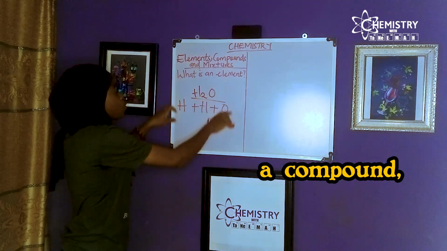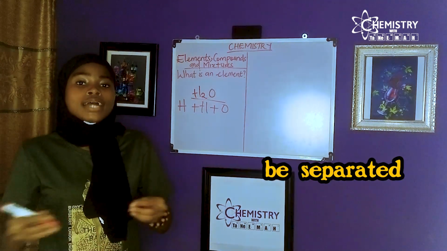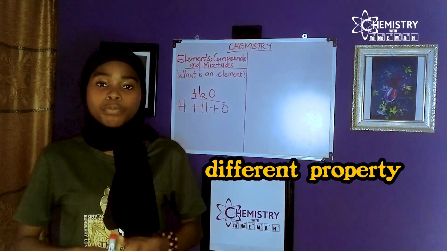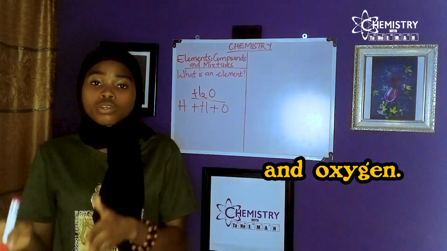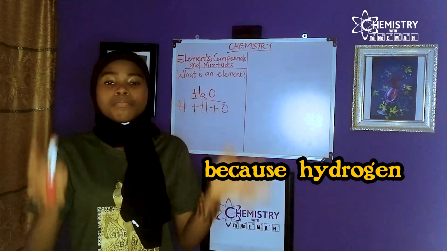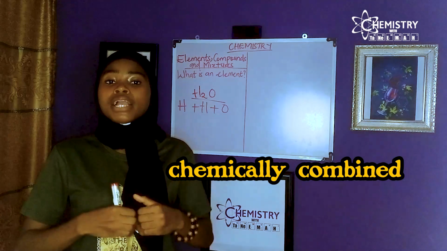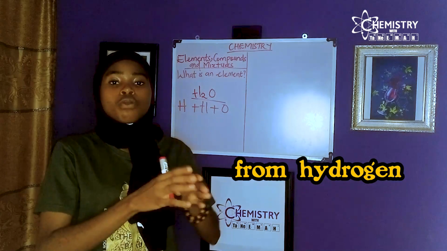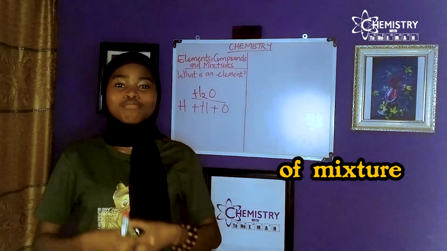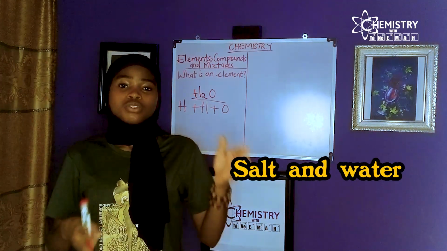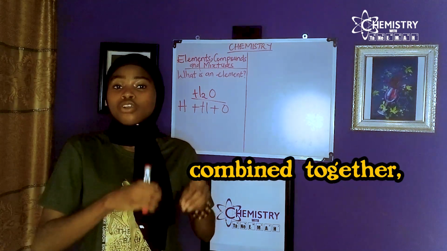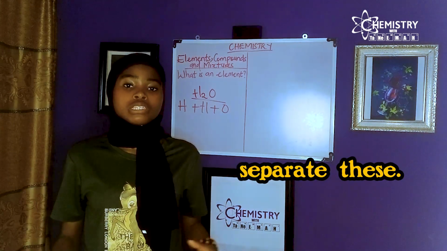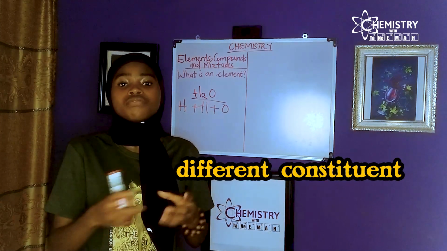But since this is a compound, it simply means that H2O cannot be separated into hydrogen and oxygen. It has an entirely different property from hydrogen and oxygen, which shows that it is a compound. Because hydrogen and oxygen are chemically combined together to give us H2O, H2O has an entirely different property from hydrogen and oxygen. An example of a mixture is salt and water. Salt and water are physically combined together, and as a result, through specific means, we can also separate this salt and water into different constituents.